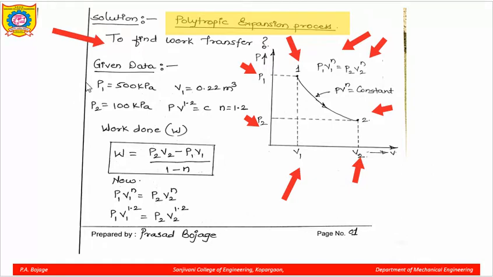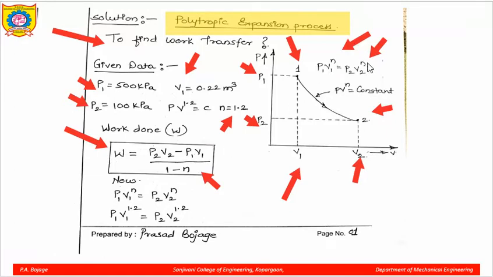So, given data is what? P1, P2, V1, and the condition is PV raised to 1.2 is equal to constant. So, here the polytropic index is 1.2. So, the formula for work done in a polytropic process is W is equal to P2 V2 minus P1 V1 upon 1 minus n.